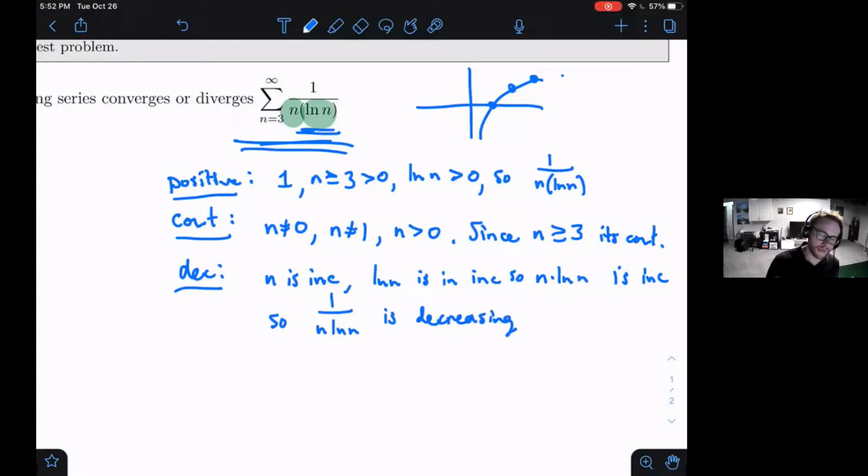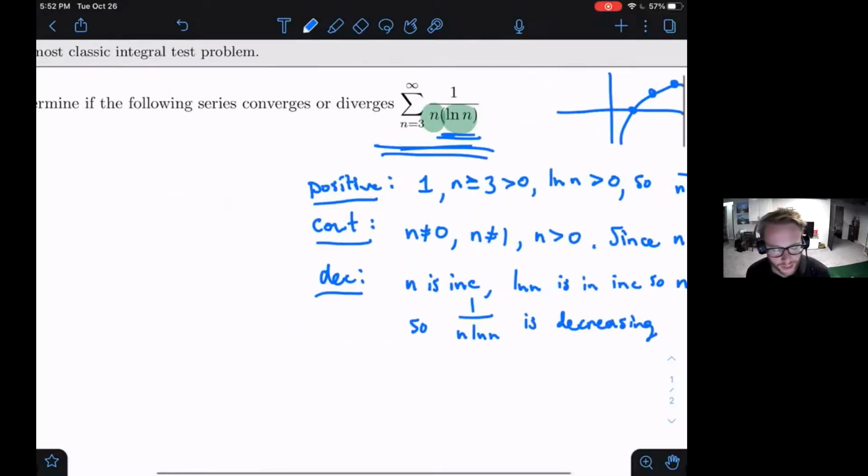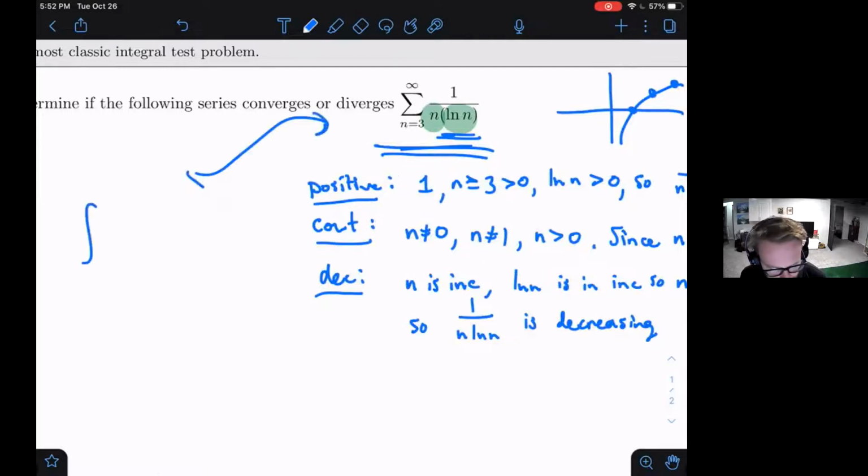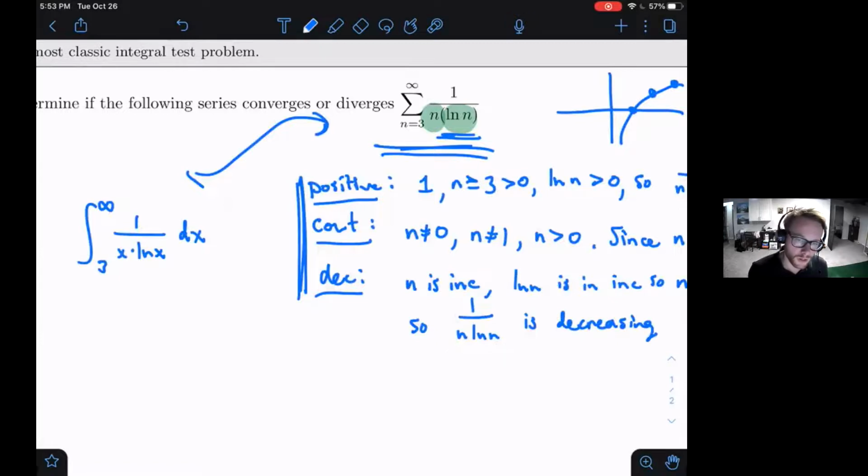All right, so we have positive, continuous, and decreasing, and so the integral test will work for this. Remember, the integral test says that this series shares the same fate as an improper integral. The improper integral is what you get if you swap out summing just the integers from 3 to infinity and instead do all the real numbers. So we're going to be doing the integral here, and we usually like to write ours with x's. So I'm going to do the integral of 1 over x times natural log of x dx. Because these conditions are true, we know they share the same fate: either they both converge or they both diverge. That's the statement of the integral test.